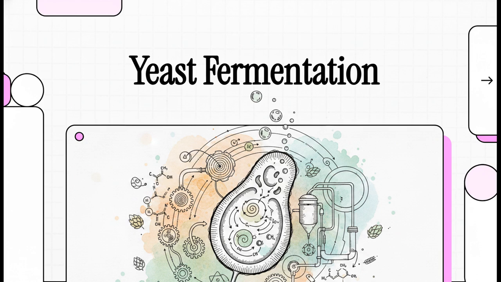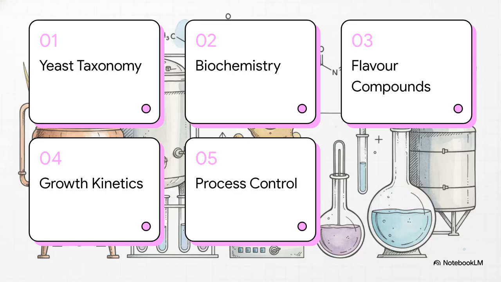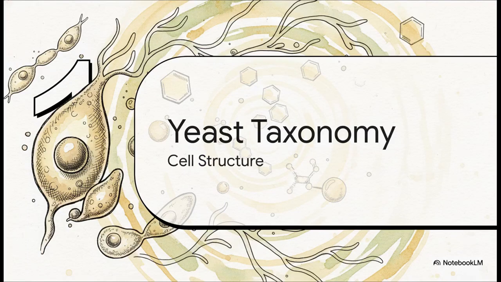control over your product. To break this all down, here's our game plan for today. We'll hit 1. Yeast taxonomy and structure, 2. Fermentation biochemistry, 3. Flavor compound generation, 4. Fermentation growth kinetics, and wrap up with 5. Key process control parameters. All right, starting off with Section 1, Yeast taxonomy and cell structure.